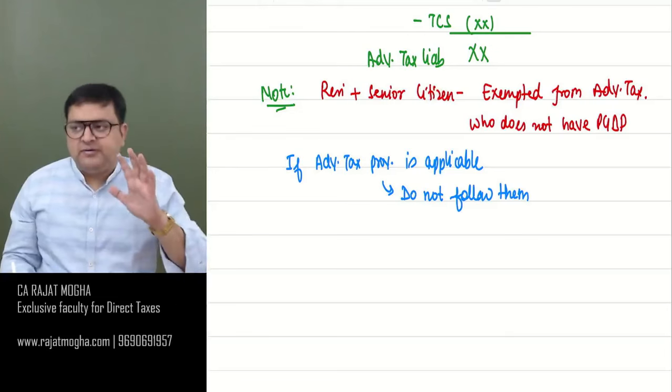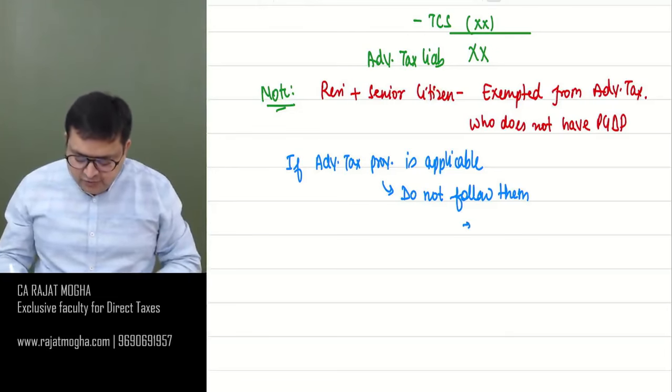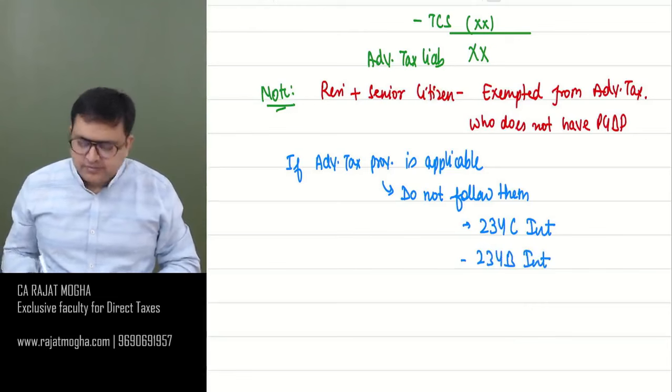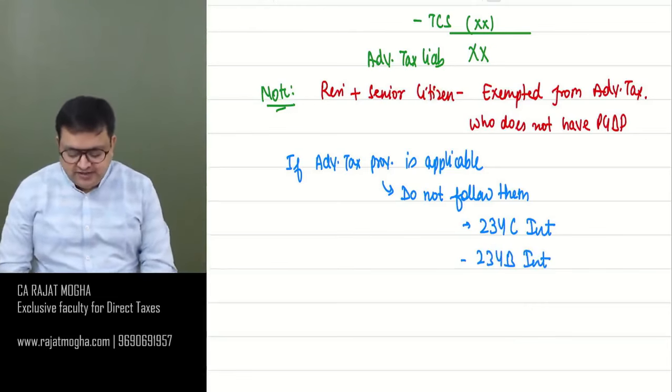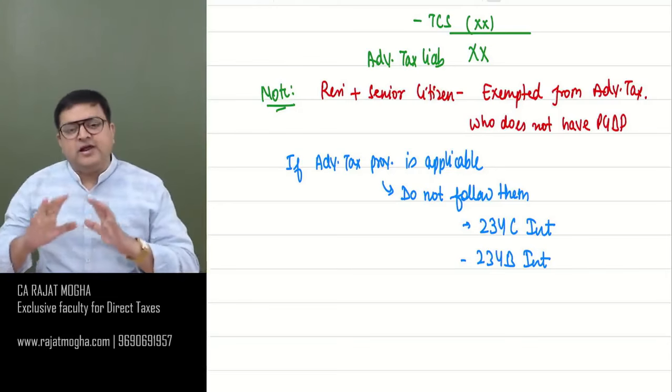for examination purpose, you should remember, if we do not follow them, then the consequences are: 234C interest we have to pay, and 234B interest we have to pay. There are two consequences. So you should know how much the interest is.